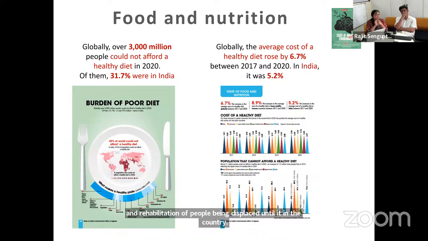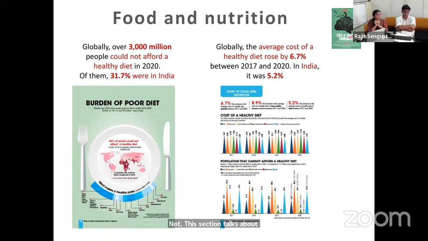Now, this fact sheet talks about access to a healthy diet and whether that is affordable for our people or not. Again, this is a very striking figure, because if you see the global picture, of the 3,000 million people who can't afford a healthy diet, over 32% are in our own country. If you see the national picture, within our country, 70.5% of people cannot afford a healthy diet. By that we mean a diet rich in millets, cereals, nutrients, fruits, vegetables, vitamins, etc. So that's one part we want to address in this fact sheet.